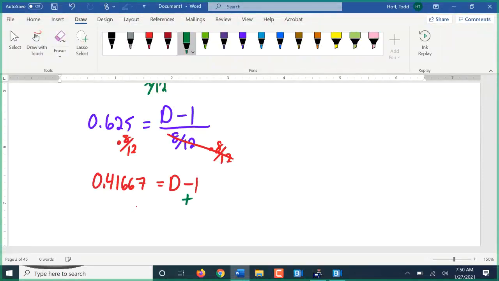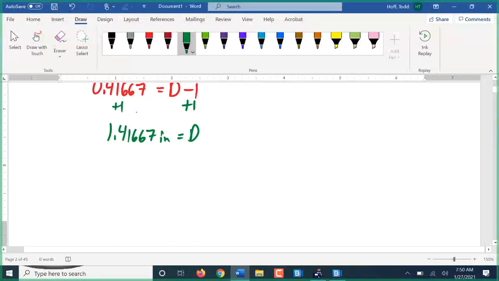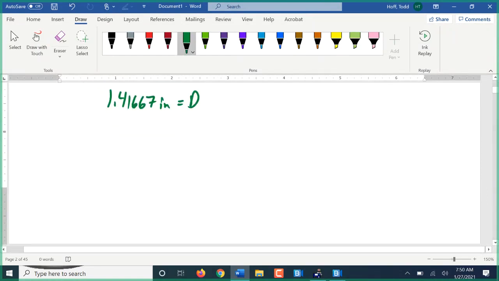Solve it. Big diameter is 1.41667 inches. Questions? 0.41667, I believe, is 5/12. So 5/12.